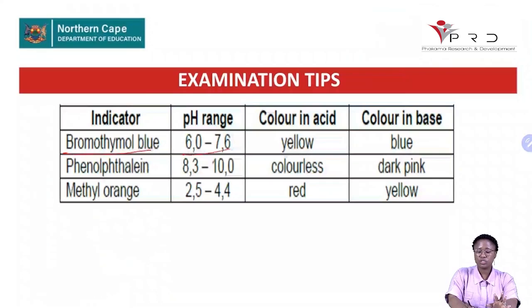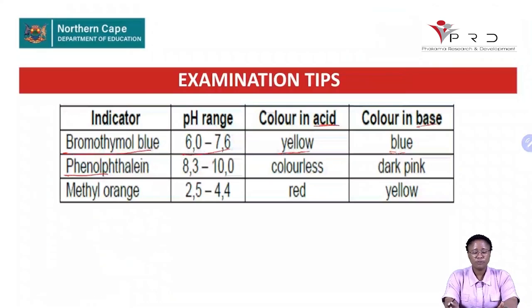Okay, so when it's neutral, if you are using bromothymol blue, in an acid it will give you a yellow color, but in a base it will give you a blue color. Depending on whether in your flask you have put an acid or a base, the color will change into either blue or yellow, right?